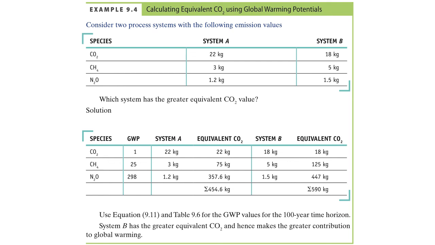So in system A, we have 454.6 kilograms of CO2 equivalent, or global warming potential. In system B, we have 590 kilograms of global warming potential. So now we can go to an impact, and we can make a decision between system A and system B based upon any impacts that we want to mitigate or reduce. So that's how we go from a technology to emissions to an impact category.